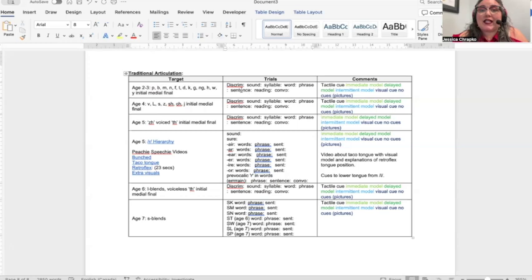So we have to pass through this hierarchy: sound, syllable, word, phrase, sentence, conversation. First at the beginning of words, then at the end of words, and then in the middle of words. What kind of cues am I using? Am I using tactile? Do they need an immediate model? Can I give a model and then say something else and then they repeat it accurately? Do they only need modeling occasionally? Do they need any visual cues, or can they do it with no cues at all? And that's what you might expect from a speech sound assessment.